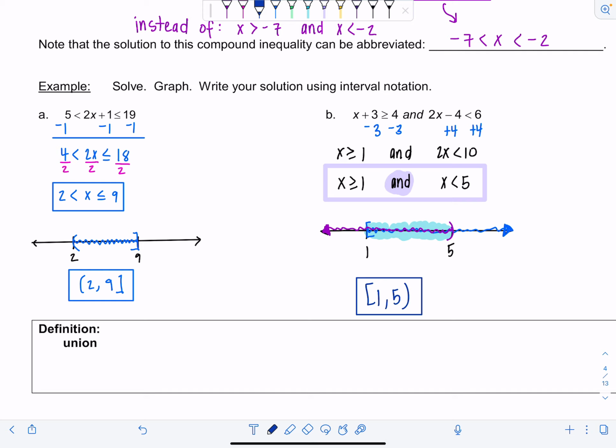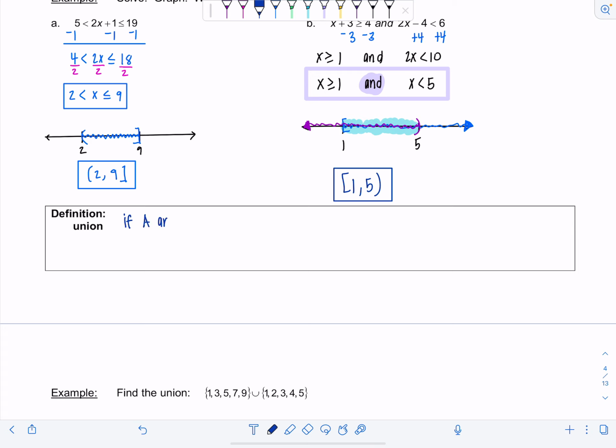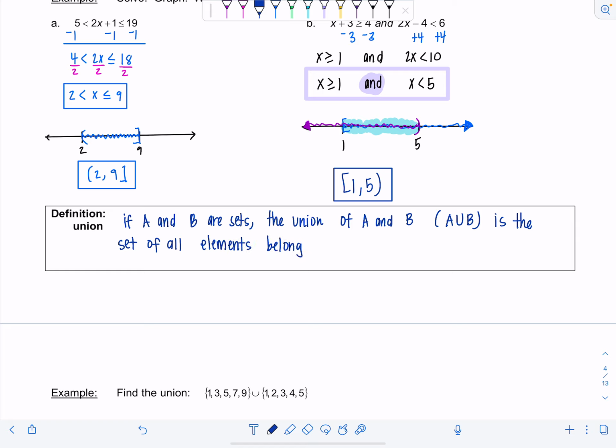Let's move on. Next idea, unions. All right, if A and B are sets, then the union of A and B, and the way you would write that out is A union B, is the set of all elements belonging to A or to B or to both. So let's look at an example, and then I can draw you another Venn diagram if you like.